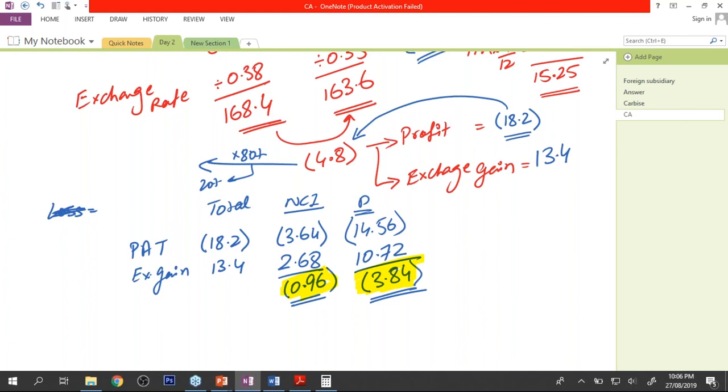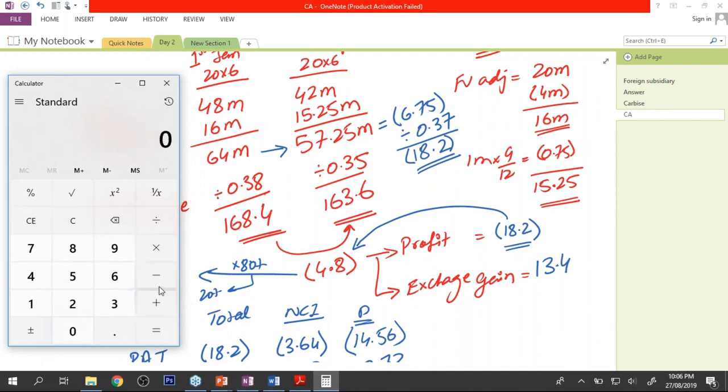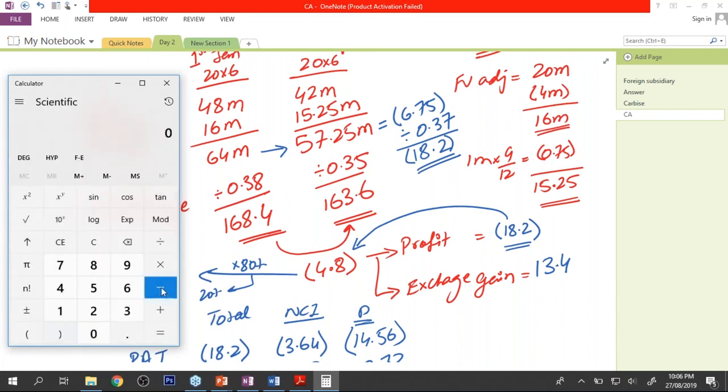Cindy is saying, can you go over how we split profit and exchange gains? Okay, Cindy, this is how we are going to calculate the impact of the profit. Movement in the net assets divided by the average rate will give us the impact of the profit, which is taken to the P&L. And negative 4.8 minus a negative 18.2 will give us a value of 13.4. Getting, Cindy?